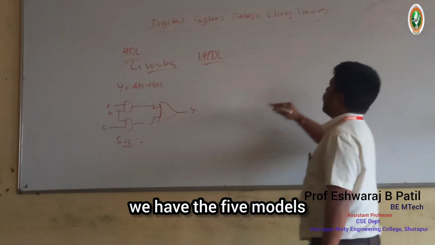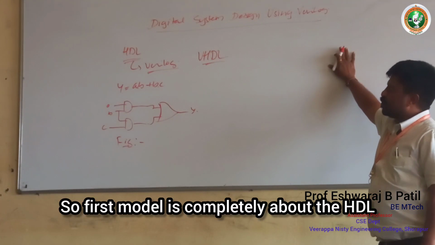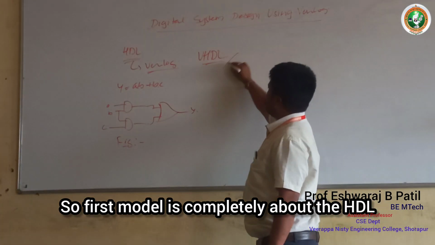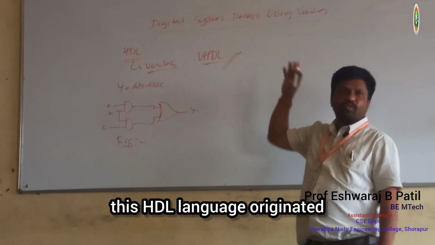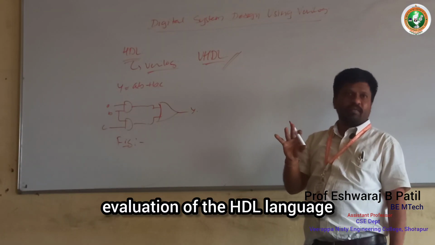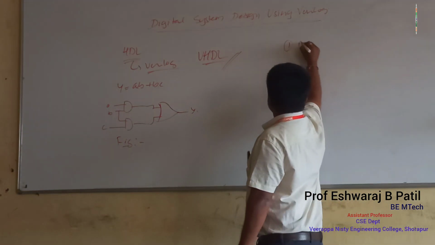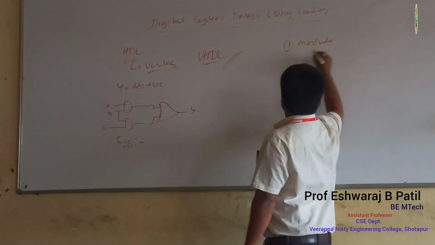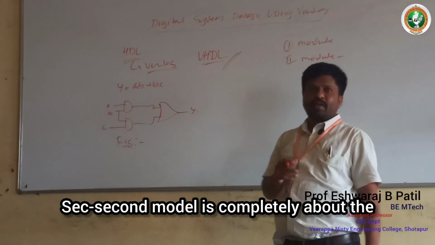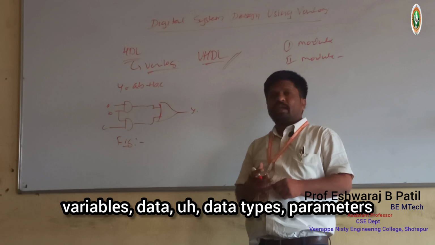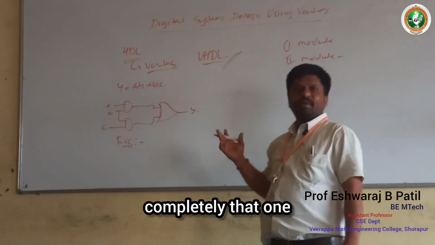In this digital system we have five modules, as you have already seen. The first module is completely about HDL: how the HDL language originated and its evolution, completely theory. The second module is completely about variables, data types, parameters, and what is needed for writing the programming.